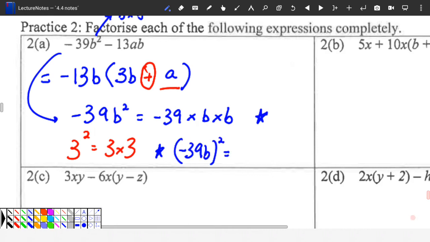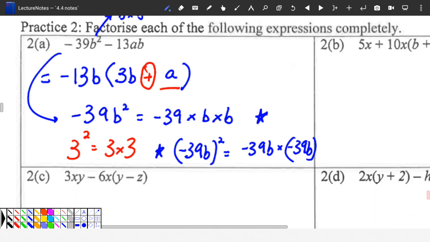If I put negative 39b, the entire thing squared, it means negative 39b times negative 39b. This is the one that has the 1000 plus, because this is the one where you take 39 times 39. But how does it happen? You must have a bracket and the square outside everything. So this one is just 39b square. So anytime, only the b got square. This one is 39 squared because there's a bracket. Clear?